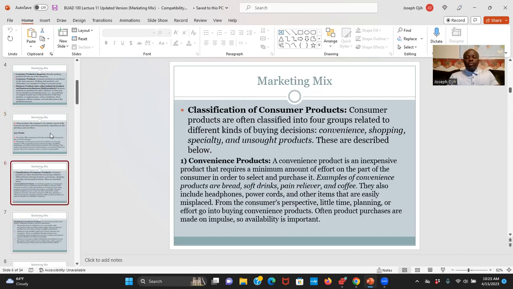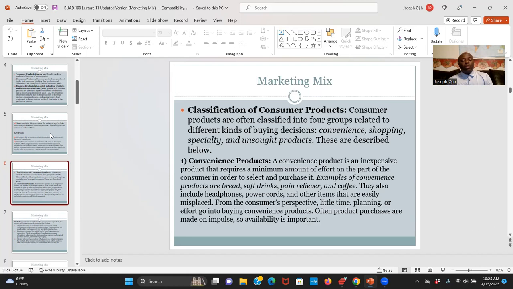So now let's look at the classification of consumer products. How do we classify them? We have four main categories of consumer products: convenience, shopping, specialty, and unsought products. We can look at these one by one.